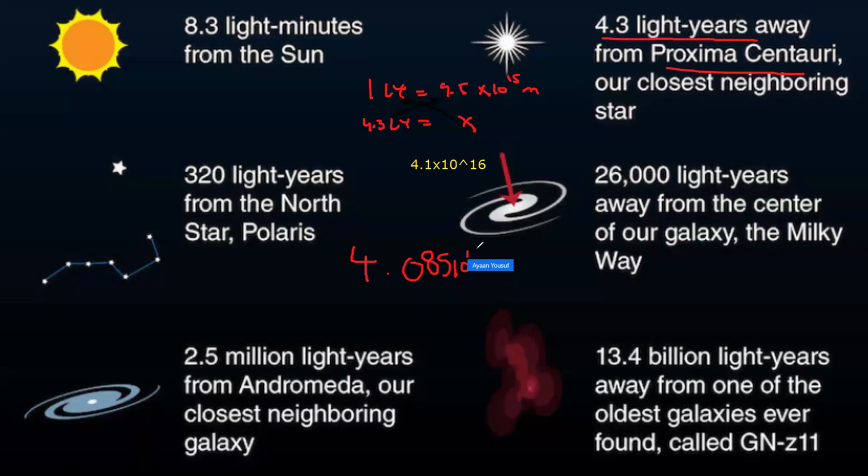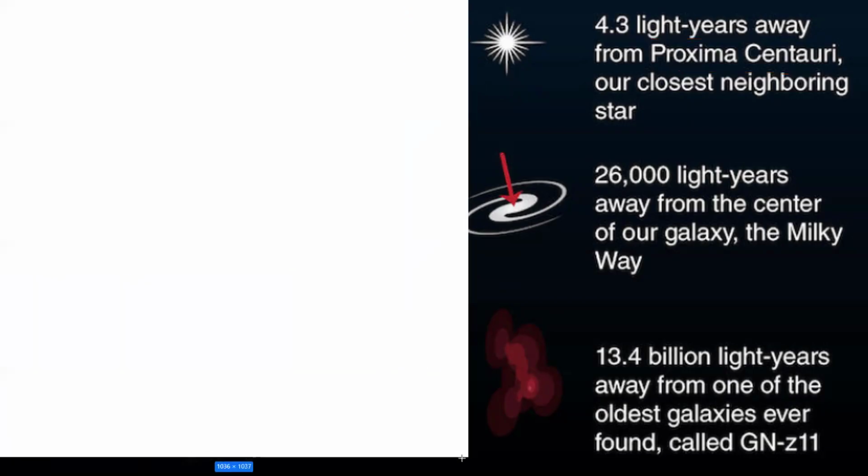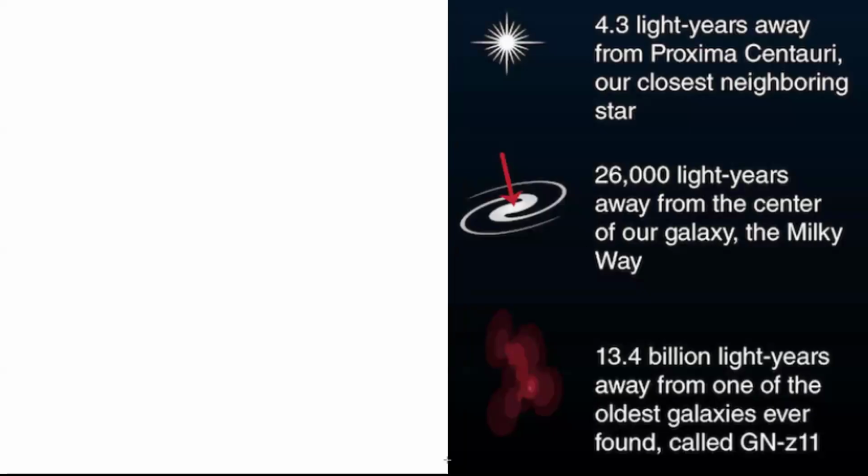So if we want to convert for 4.08 exponent 16 meter, it's written here. How can we convert the light year into meters? So what is the rule here? If we want to convert, we have the formula, the relation that 1 light year is the distance traveled by light in 1 year, which is equal to 9.5 into 10 to the power 15 meters. That is 1 light year.